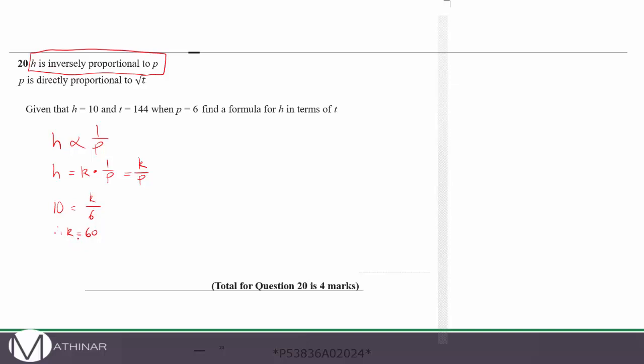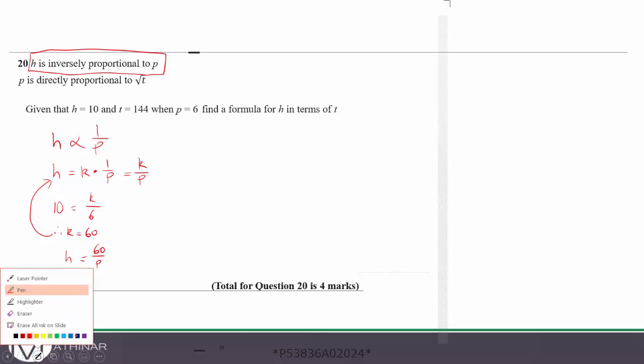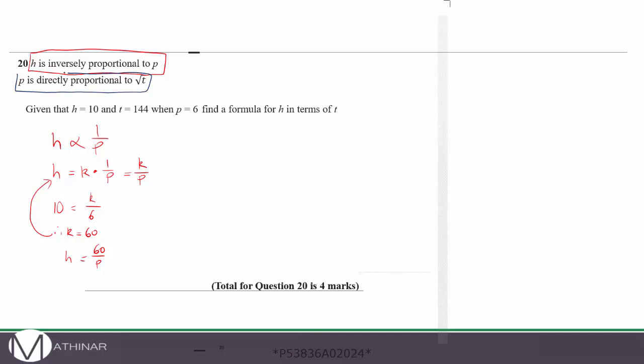Okay, so k is equal to 60, and if we substitute that back into this line, we come up with h is equal to 60 divided by p. So that's our first bit. Next, let's look at the second piece of information that we've got: p is directly proportional to the square root of t. That means that p is equal to k times the square root of t. Now, since we used k already, we should use a different letter. So let's use c instead. c times the square root of t.